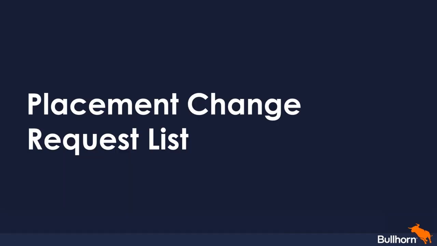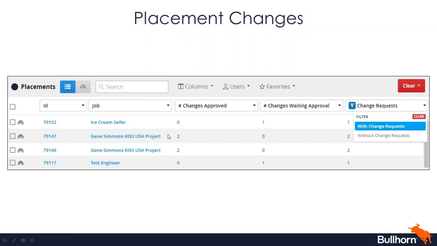Next, I'd like to talk about another list within Bullhorn, the Placement Change Request List. Previously, placement change requests were handled via the placement list and didn't provide much detail on the actual changes that were being requested. The change requests column on the placement list only displays the number of change requests that placement has. To find out what change was being requested, you would actually have to open the placement, click into the change request tab, and review each change individually. The other change request columns pictured here cannot be sorted or filtered in any way.